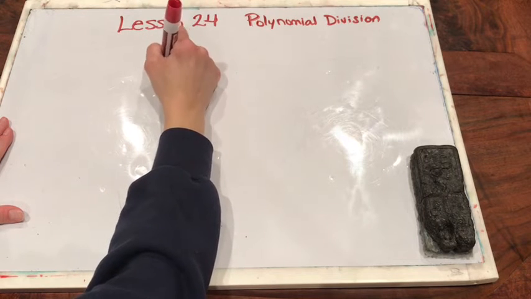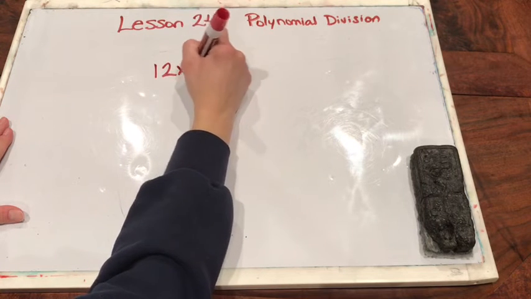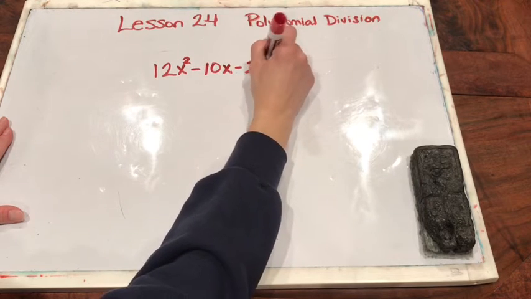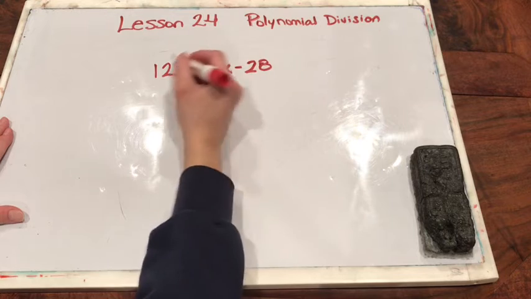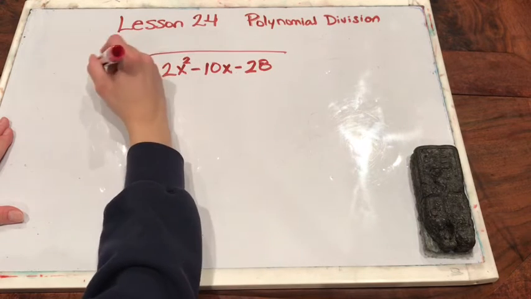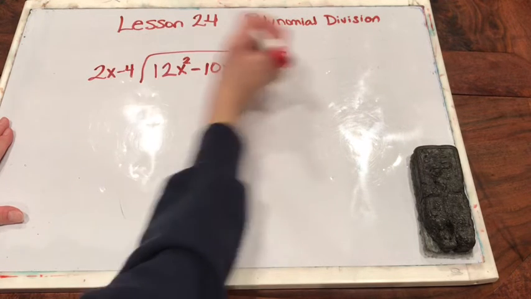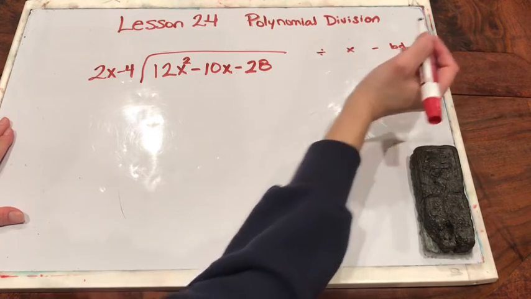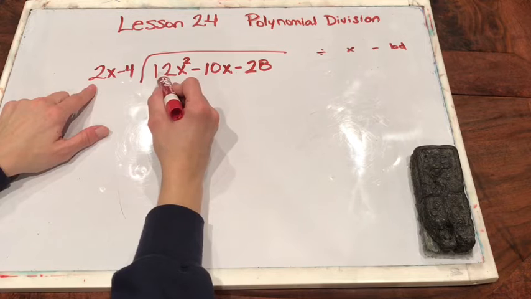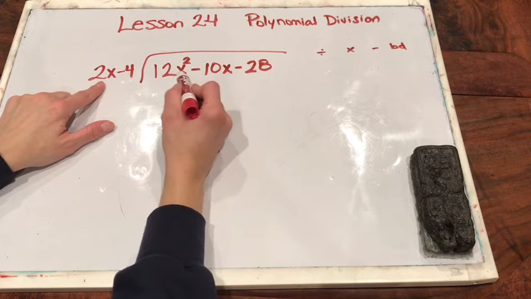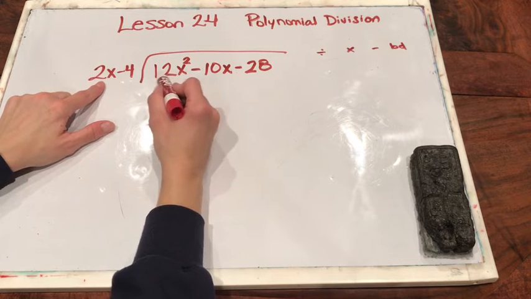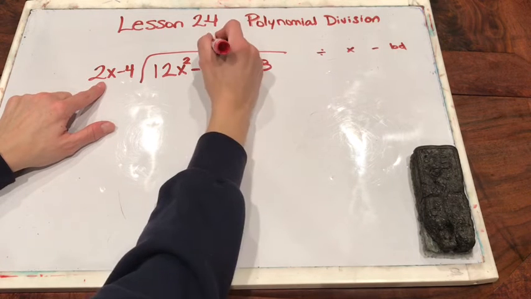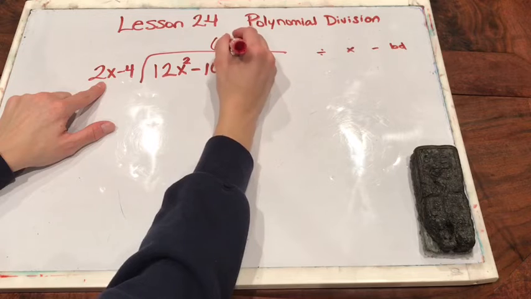Number 11 on your notes looks like this. 12x squared minus 10x minus 28 divided by 2x minus 4. Remember, it's division, multiplication, subtraction, and then bring down. So how many times does this 2x go into the 12x squared? Or what do I need to multiply this 2x by to get 12x squared? Well, it needs a 6 and it needs an x.